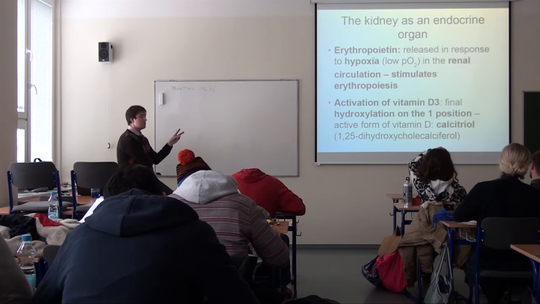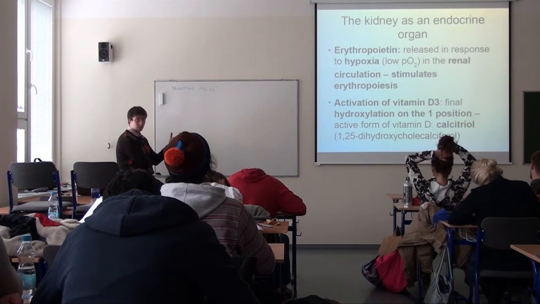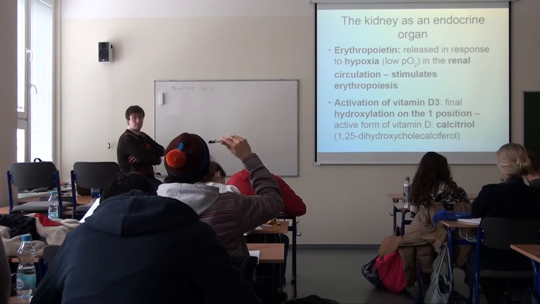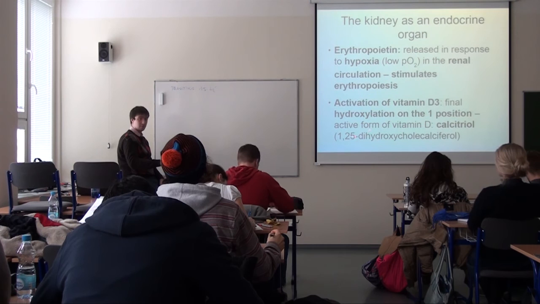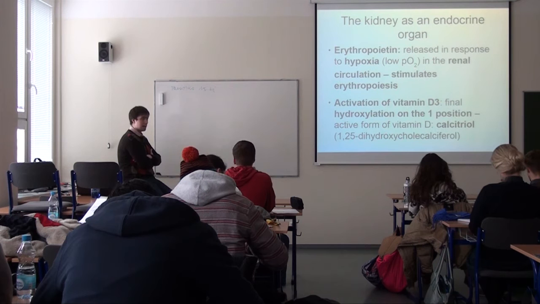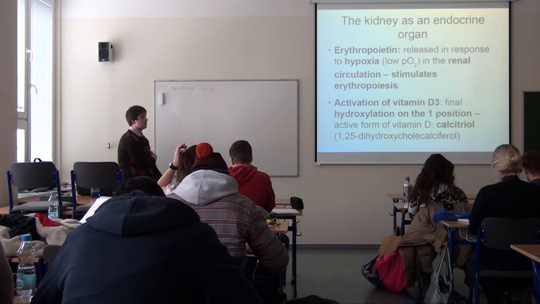If you do these two hydroxylations, you gain the potent hormone that's called calcitriol. The chemical name is 1,25-dihydroxycholecalciferol. Yes? Where are the two hydroxylations? The first hydroxylation, the 25, takes place in the liver, and the one on the first carbon in the kidneys. And then this calcitriol can regulate the function of kidneys, resorption of potassium and phosphates in kidneys, in distal tubule.